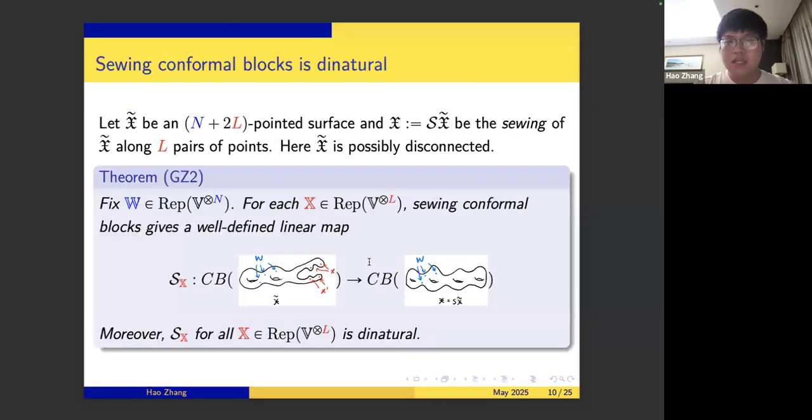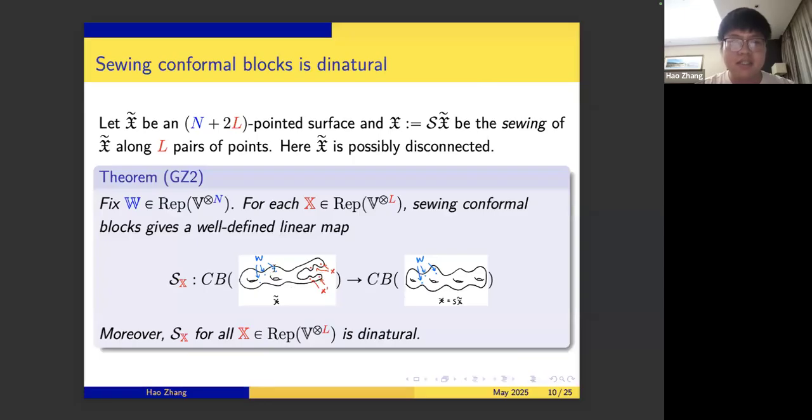Okay, our first dinatural transformation obtained from conformal blocks is called the sewing of conformal blocks. Let X tilde be an n plus L pointed surface, and X be the sewing of X tilde along L pairs of points. Of course, X tilde is possibly disconnected. Throughout my talk, I will use the blue color to represent the points not for sewing, and the red points are the points to be sewn. This color will help you memorize the points to be sewn and the points not to be sewn.